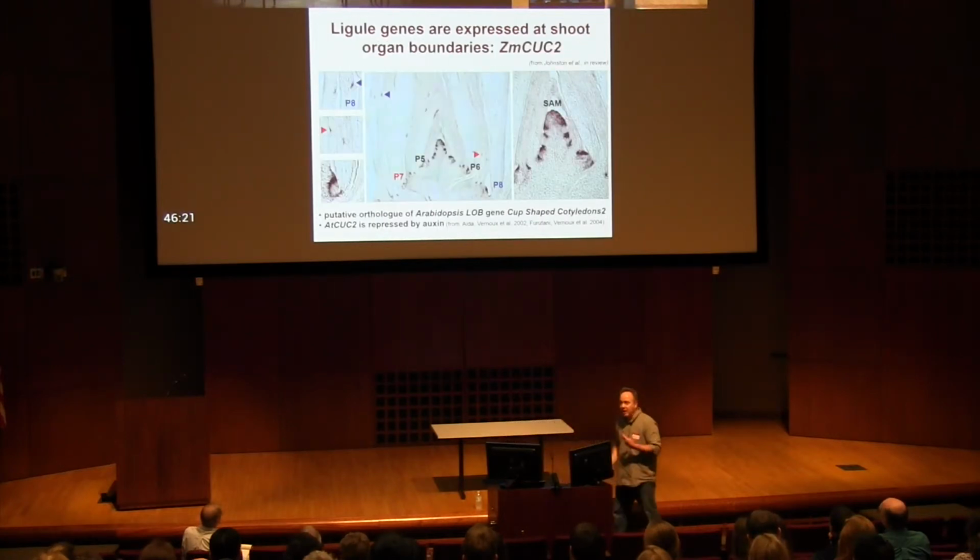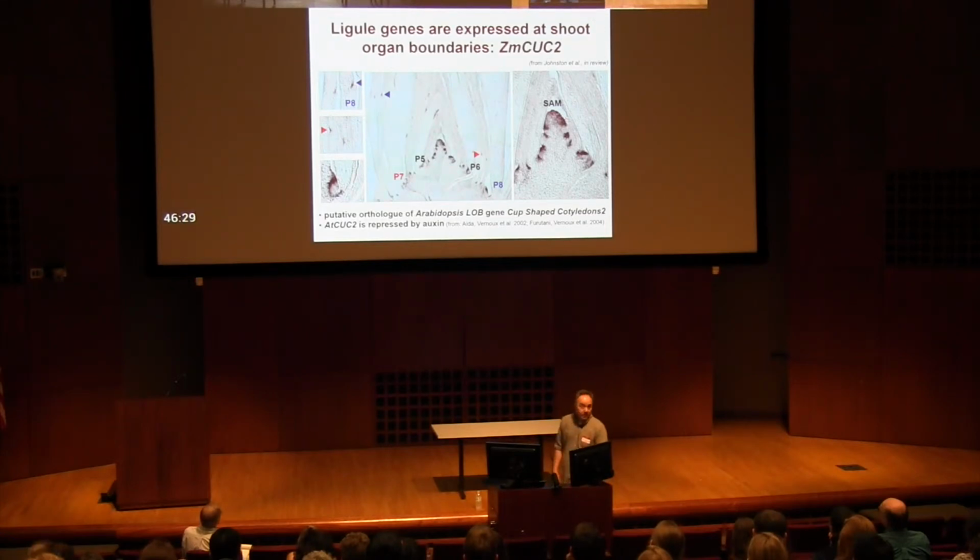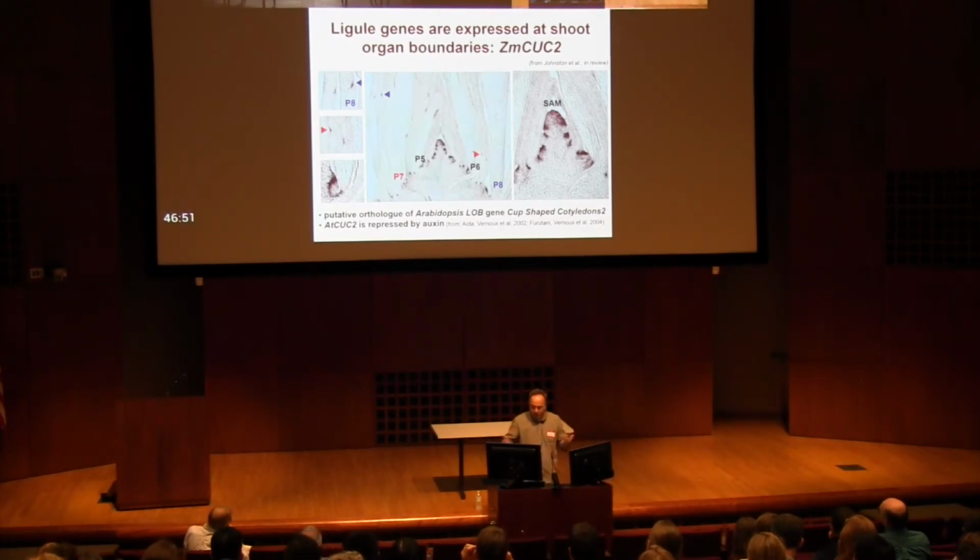And this was basically a theme throughout this analysis. And one of the genes we found was CUC2, homologous to a gene in Arabidopsis, which is a member of a lateral organ boundary gene family, expressed at organ boundaries. So it's expressed clearly in this cleft between the emerging ligule in P8 primordia and the blade, at the boundary between the ligule and the leaf. But it's also expressed at boundaries between leaf primordia, between lateral bud primordia. It's everywhere. So it looks like ligule genes are boundary genes.